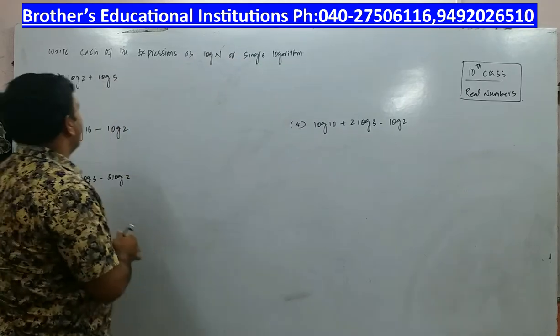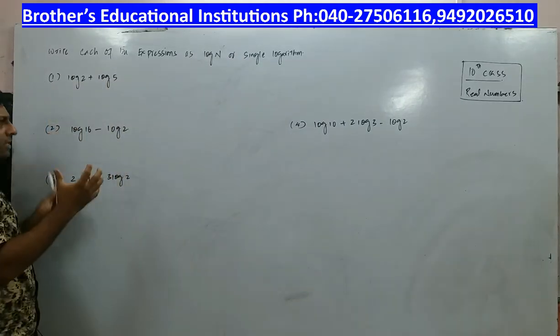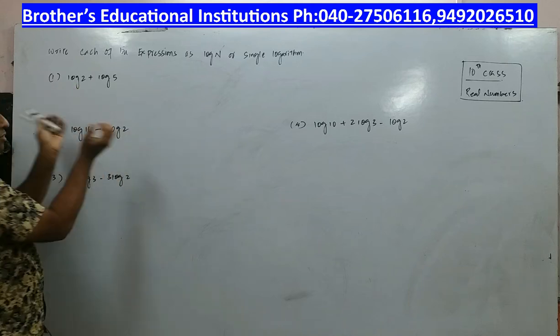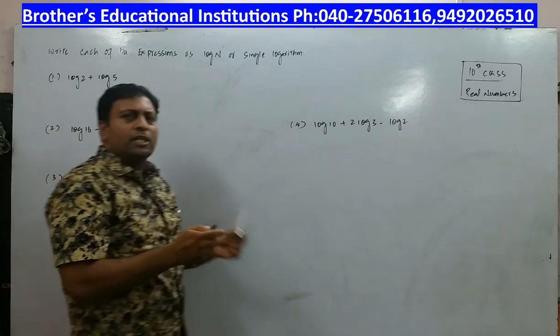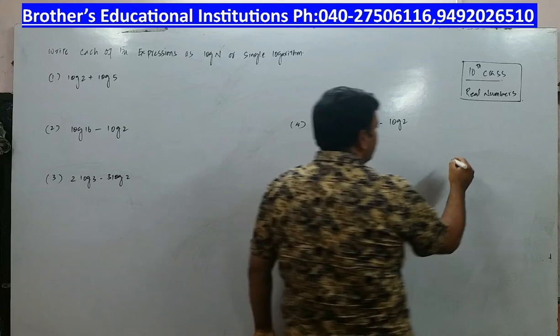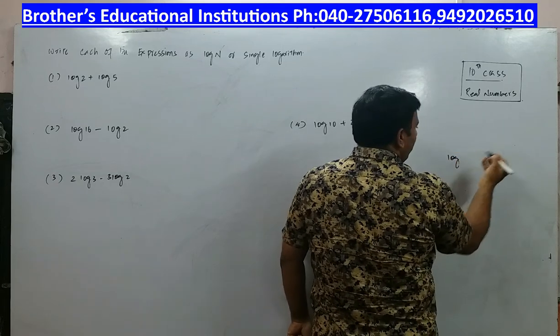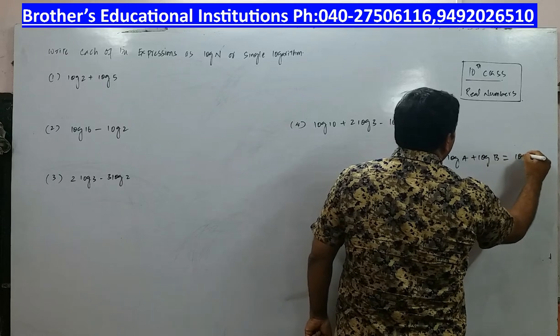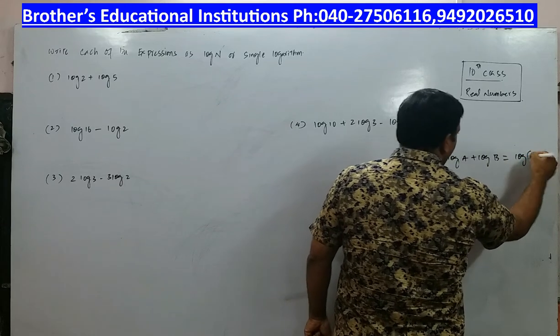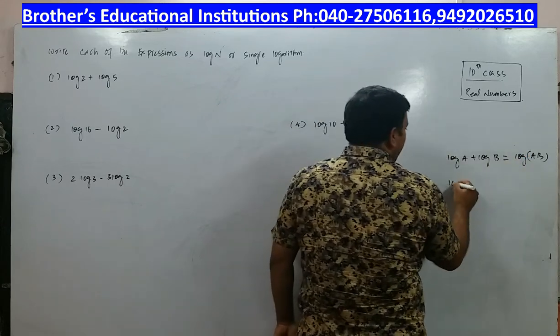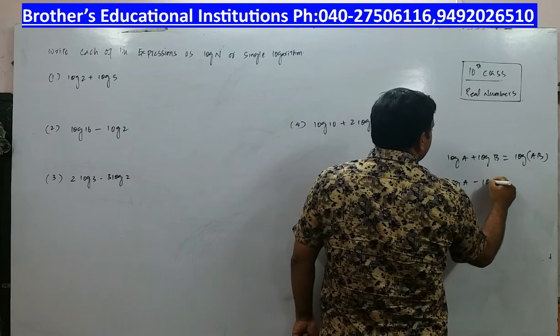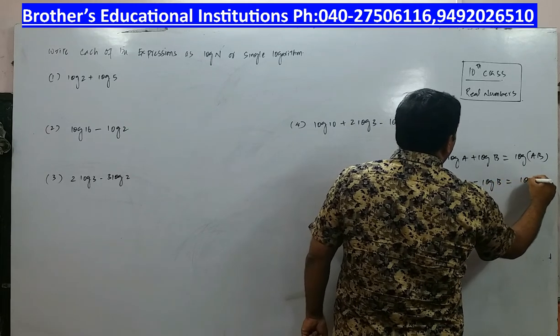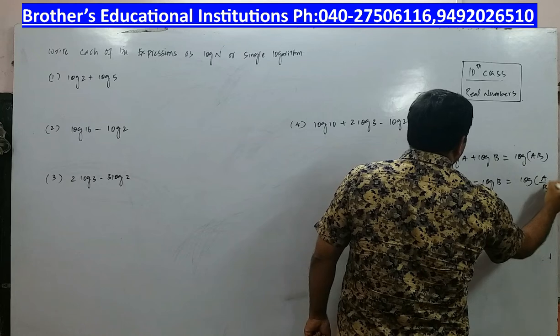So I have got some examples here, log 2 plus log 5. These are two different logarithms. I have to combine them and write. For that, the formula which we are going to use is this. There are different formulas I gave you. Log A plus log B is equal to log of AB. This is the formula which I am going to use. Apart from that, log A minus log B is equal to log of A by B. This formula I am going to use.